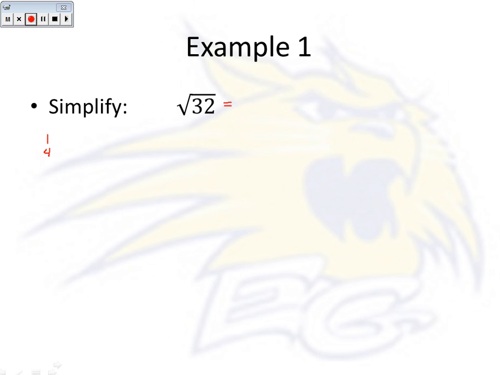So let's keep going. 3 squared is 9. Nope. 4 squared is 16. Now, 16 goes into 32. To make sure there's nothing bigger though, you can keep going until you get to or above 32. So 5 squared is 25, and then 6 squared is 36. 36 is bigger than 32, so I know the biggest thing is 16. So the square root of 32 is equal to the square root of 2 times 16.